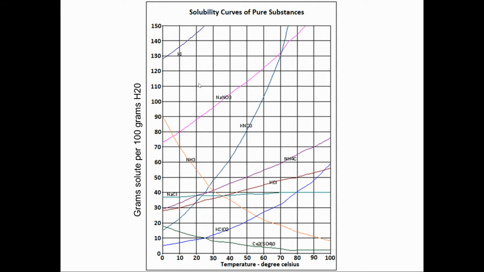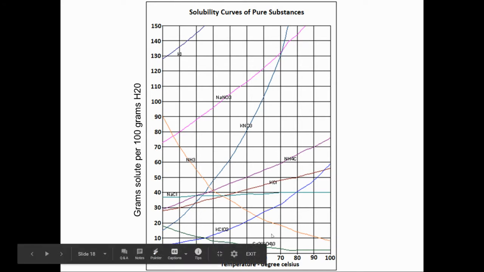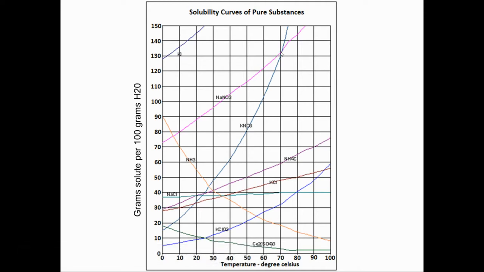And we can find out different things here. We can find out the concentration of a supersaturated solution. How many grams are saturated in a solution at, say, 70 degrees Celsius? We can go up and see that we're at about 132 grams or so, give or take. So there's a lot of data you can find from these.